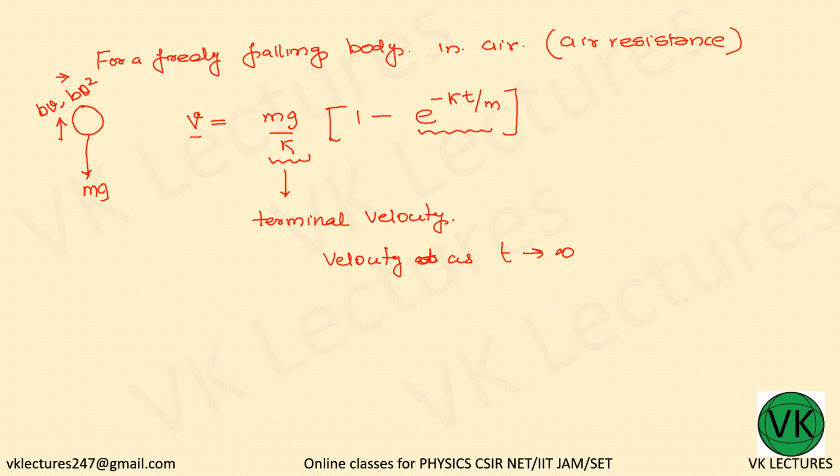So that is the maximum velocity. All other velocities will be less than mg by k. So that is the maximum velocity. So terminal velocity is also the maximum velocity, the velocity that a body can attain on freely falling.